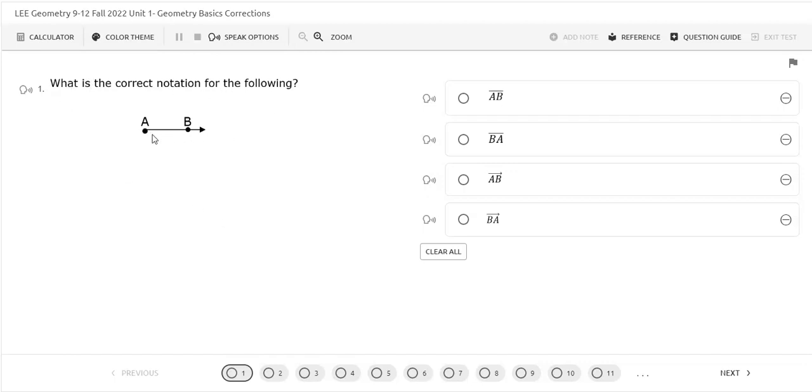We have an arrow, we have an endpoint of A, and a point on the ray of B. This is ray AB, and this is the way we select that.